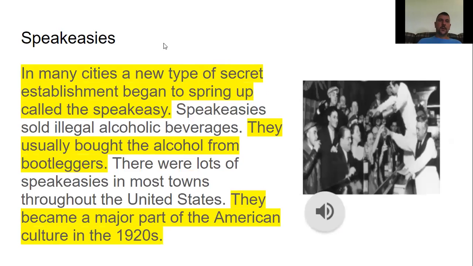So, speakeasies. Speakeasies were secret bars that opened up to sell illegal alcoholic beverages to people. You had to do it in secret because if you didn't, they would get caught and taken to jail. They usually bought the alcohol from bootleggers. There were lots of speakeasies in most towns throughout the United States. They became a major part of American culture in the 1920s.